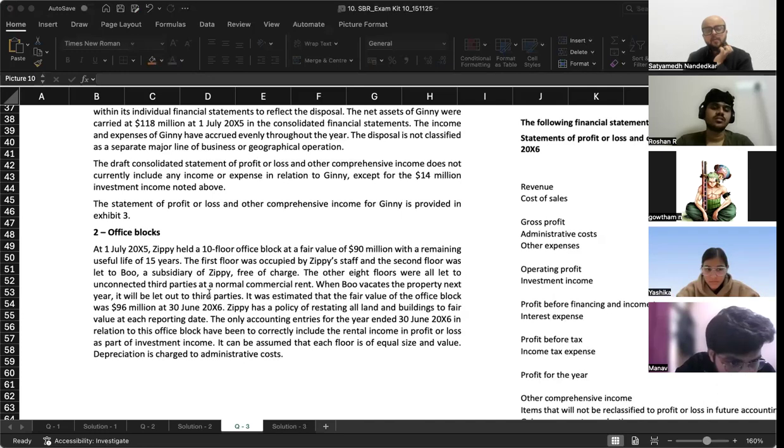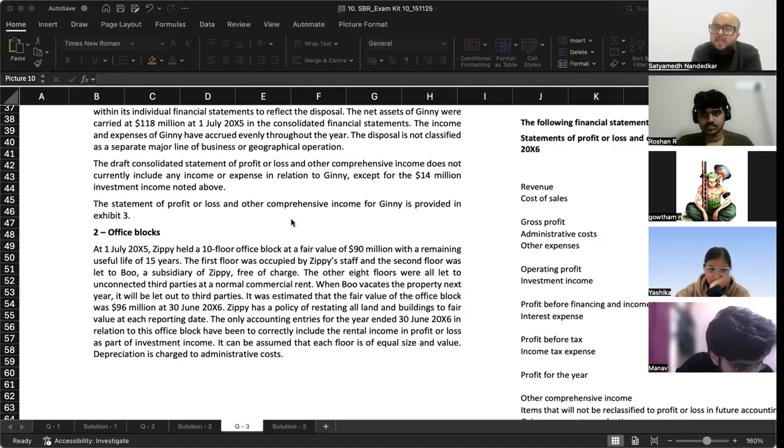6. Yes, sir, it's 6 million. And how did you arrive at that? 6 will be for the entire building, but we have to calculate only for 2 floors. So 6 into 2 by 10. Exactly what I was looking for. 1.2. For investment property, when you use the fair value model for measurement, there is no depreciation, correct?